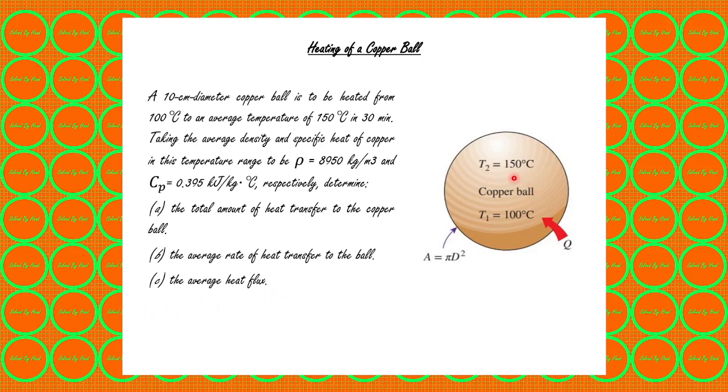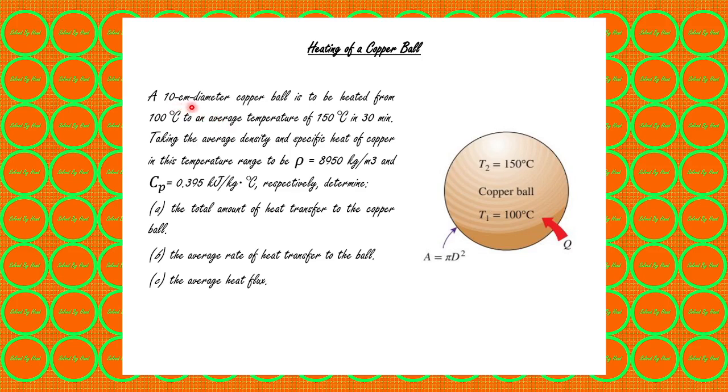So this is the figure of the problem. We have a copper ball, and it is at the temperature T1, 100 degrees Celsius, and we have to heat this copper ball to the temperature T2, which is equal to 150 degrees Celsius. It is a copper ball, so this is the formula for the area of the copper ball, and this is the heat added. I will read the statement of the problem again.